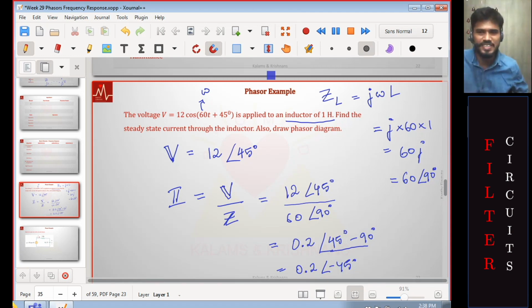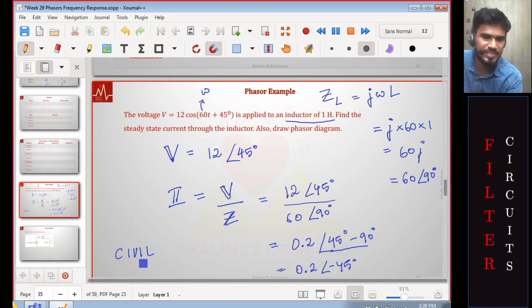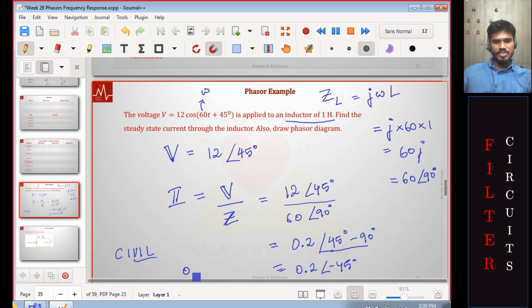And we can also see that the phase difference between voltage and current at the end of the day is 90 degrees. This is plus 45 degrees. So current is actually lagging voltage by 90 degrees. And let's also give this in an actual function form. This is in phasor form. It's actually 0.2 cos of 60t minus 45 degrees.